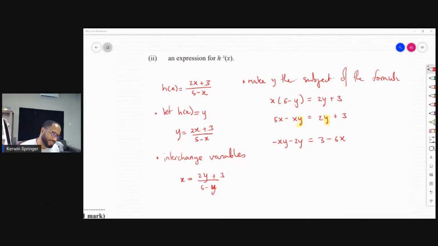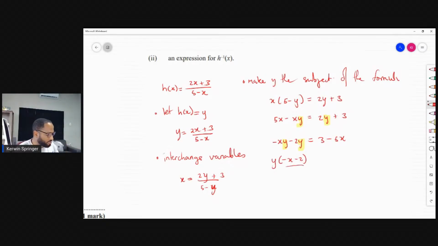All right, enough. So negative xy minus 2y equals 3 minus 5x. The y is there. Keep your eyes on the y. This is a 3-mark question. That's a good bit of marks for a question. And to get the y to come out as 1y, you're going to do something we like to call factorize. So you'll have y into minus x minus 2.